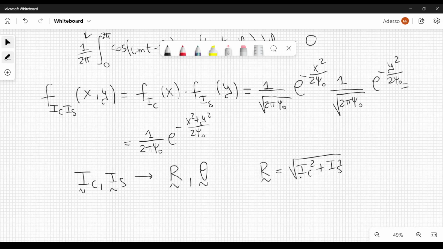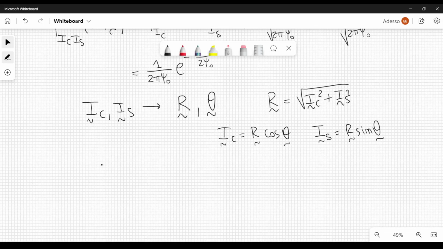Whenever I don't use a tilde, it means that the random variable has taken a specific value. So if I write r without the tilde, it means that r tilde has taken the value r, or whatever value. So it could be equal to any value from 0 to infinity. And theta is the angle for polar coordinates. So basically it means that IC is equal to r cosine of theta, and IS will be r sine theta, like this.